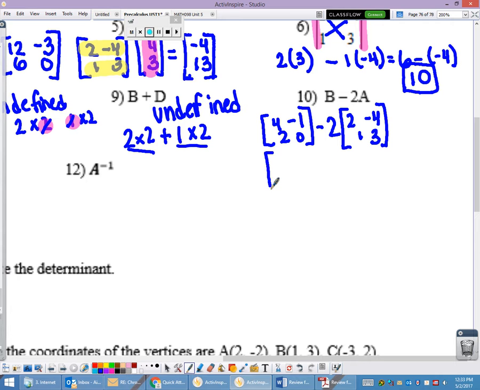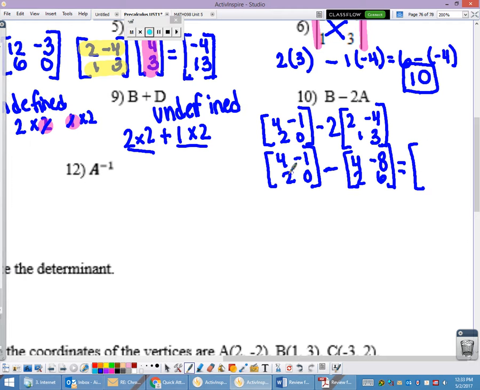So I'm going to take first and just bring down matrix B. And then I'm going to distribute, basically, that 2 inside this matrix. So 2 times 2 is 4, 2 times negative 4 is negative 8, 2 times 1 is 2, and 2 times 3 is 6. Now, if you distribute a negative 2, that's fine. That's just going to change this to a plus. I'm going to keep the minus and just distribute the 2, and then do subtraction for my final answer.